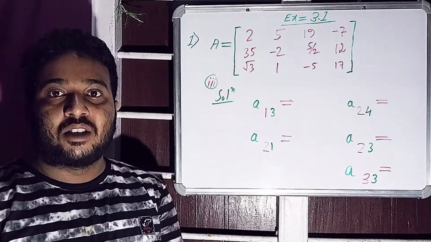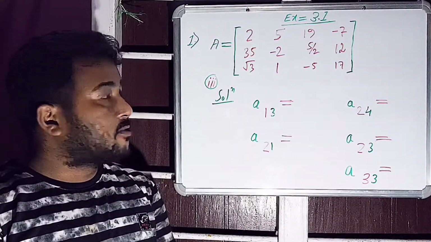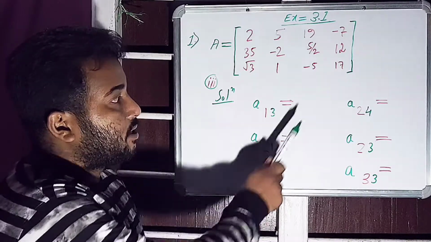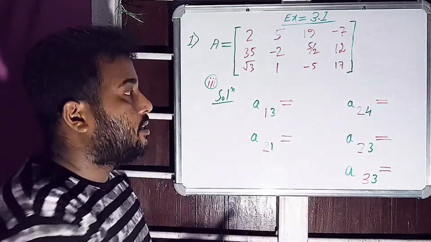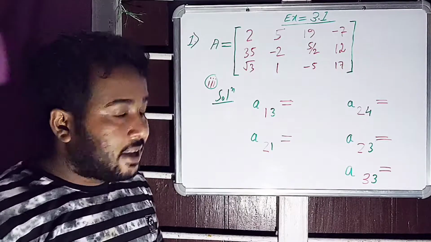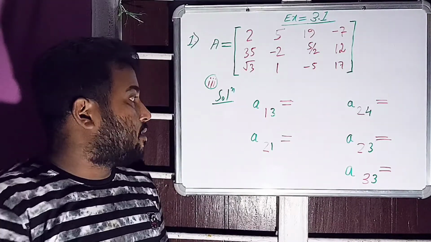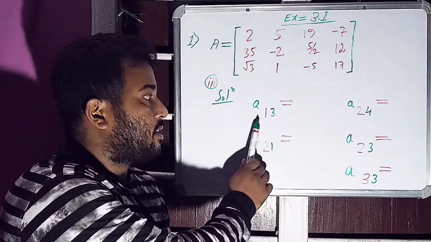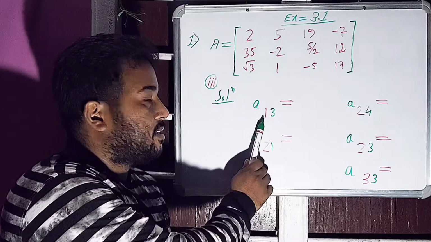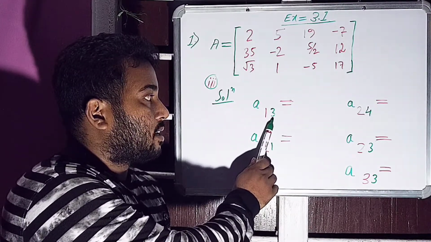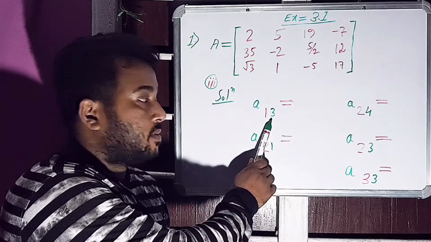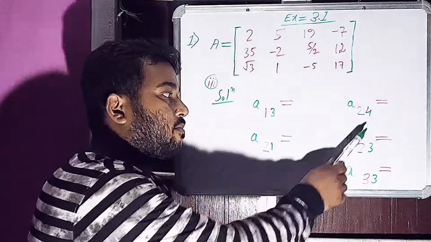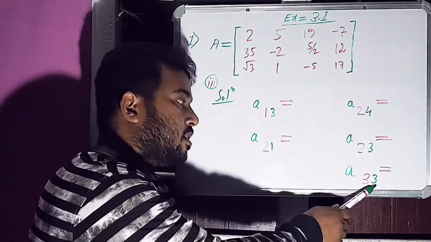Now question number 3. In question number 3, we have to find the elements A13, A21, A24, A23 and A33. So to find the elements, at first we have to know what is meant by A13. Of course, A will be the element and 13. So the first number here, 1, is the number of row, and the number 3 is the number of column. So the first one is the row and the second one is the column. For A23, 2 is row, 3 is column. For A33, 3 is row, 3 is column.